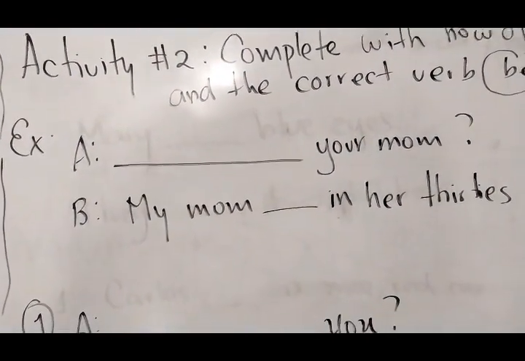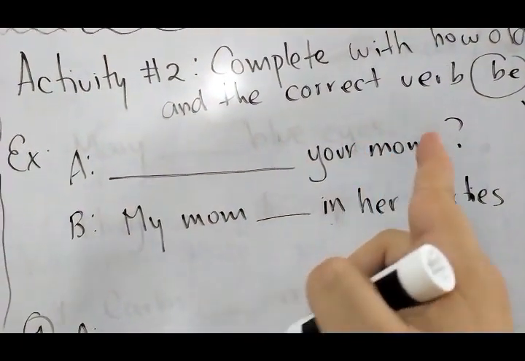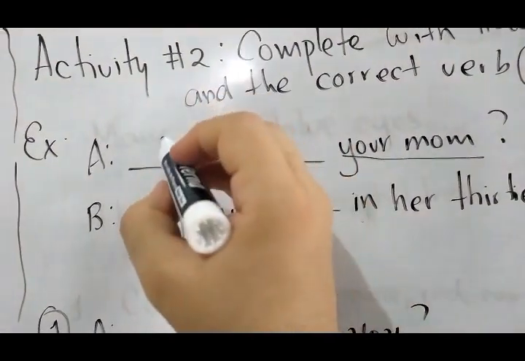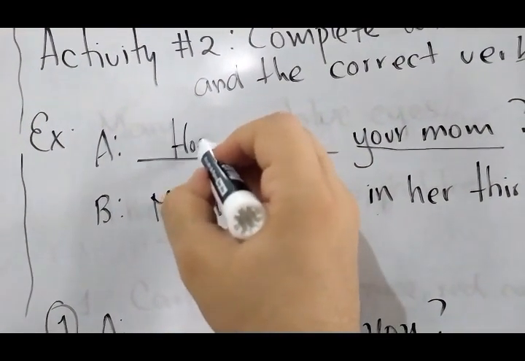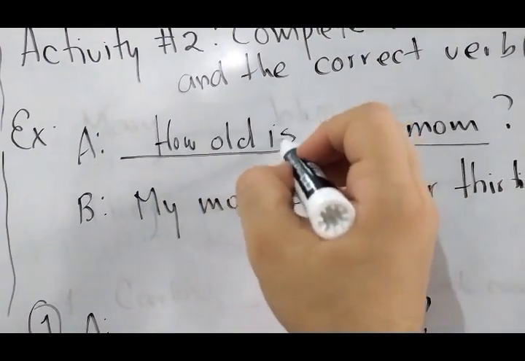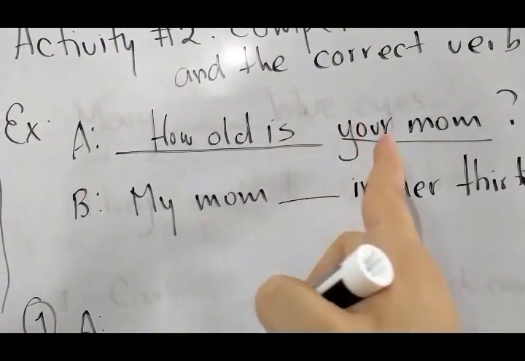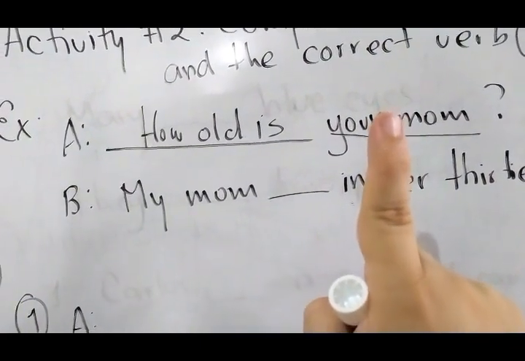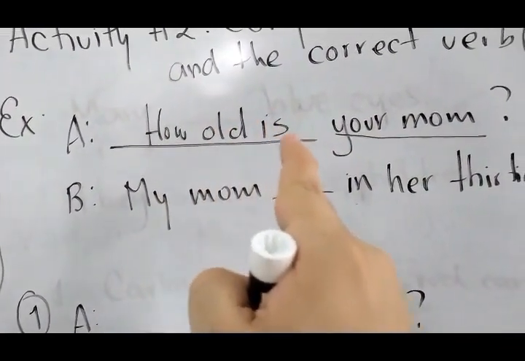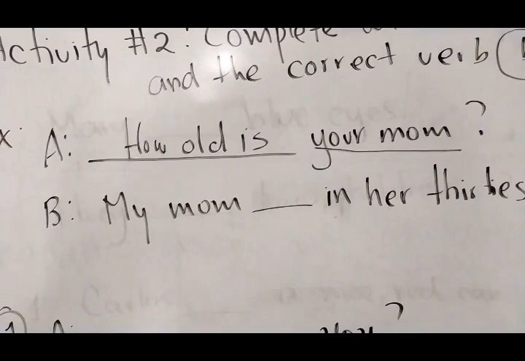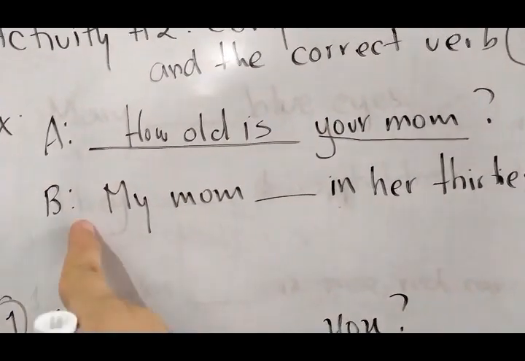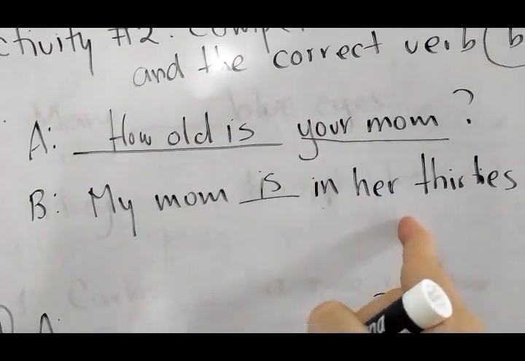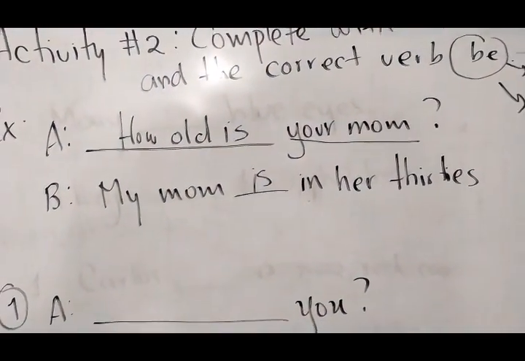So example, your mom. Estamos hablando de tu mamá, your mom. So in this case we use how old is. Remember, we are talking about one person, your mom, tu mamá, one person, that is singular. So we use how old is your mom. ¿Cuántos años tiene tu mamá? Answer, my mom is in her 30s. Mi mamá está en sus 30s.